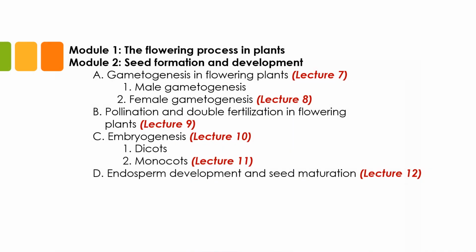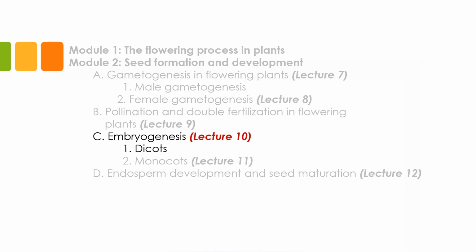Pollination and double fertilization in plants are followed by embryogenesis and endosperm development. These processes in reproductive growth represent the final stages of the life cycle of plants. Essentially, these latter stages will produce seeds that will repeat the same cycle of vegetative and reproductive growth and ensure the perpetuation of the species. In this lecture, we will examine how the fertilized egg cell develops into an embryo in dicot plant species.